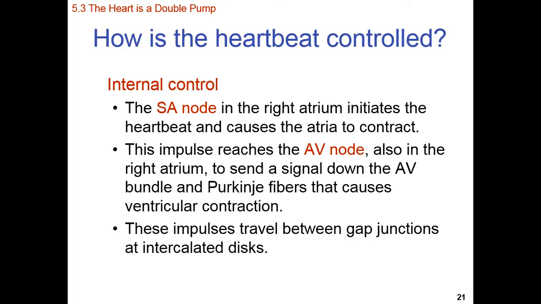After pausing for a split second at the AV node, the electrical signal is going to then pass down through the AV bundle, that goes through the interventricular septum of the heart, to the Purkinje fibers that then cause the heart to contract.